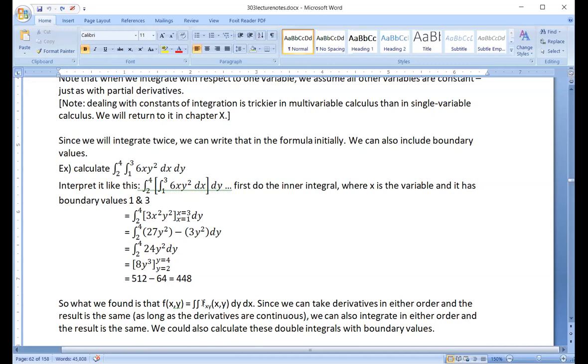So if we imagine that we're starting with this thing where we've taken both partial derivatives, we integrate back and we get the original function. And we can also integrate in either order, just like we can take derivatives in either order. And then we've also got boundary values if there are boundary values or if the problem calls for it. So I just want to check in if there are any questions.